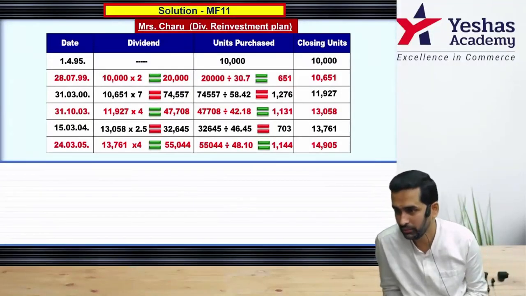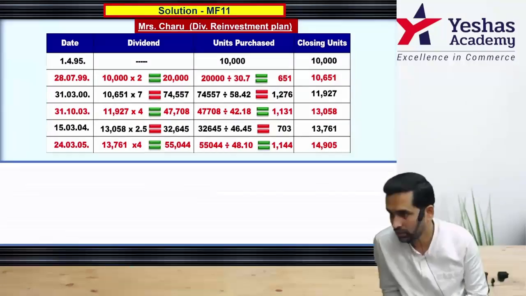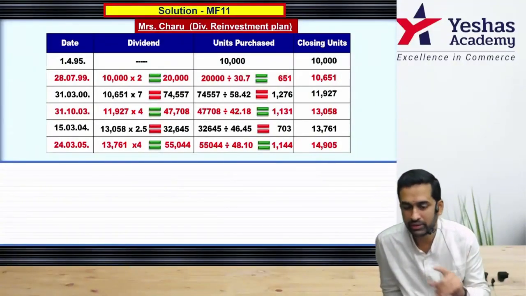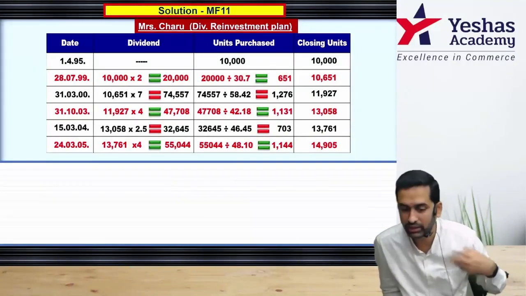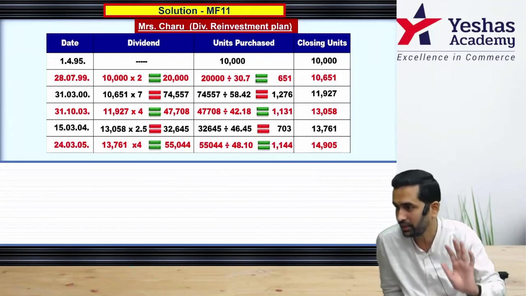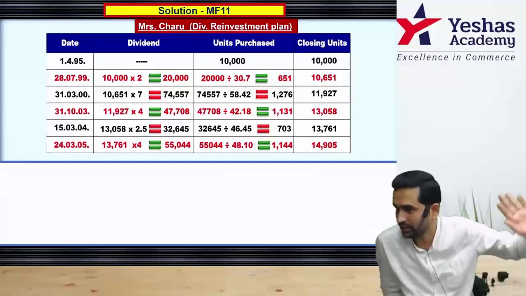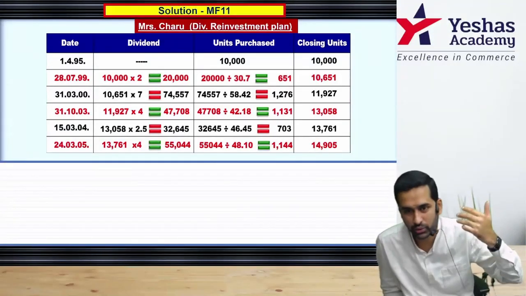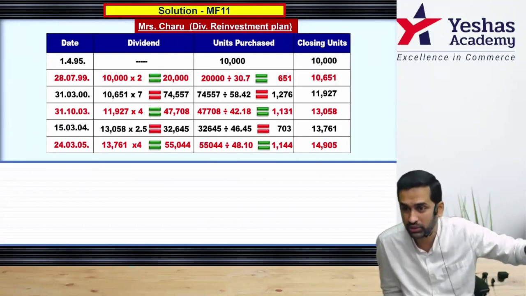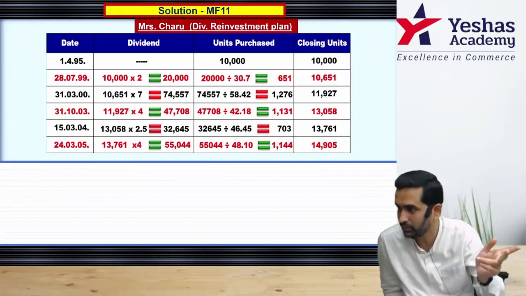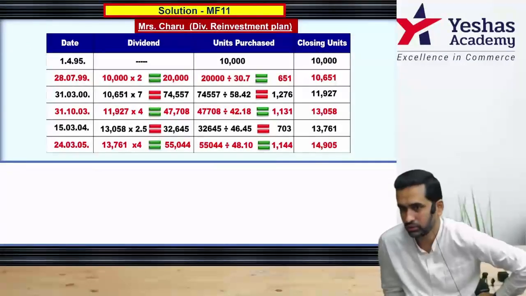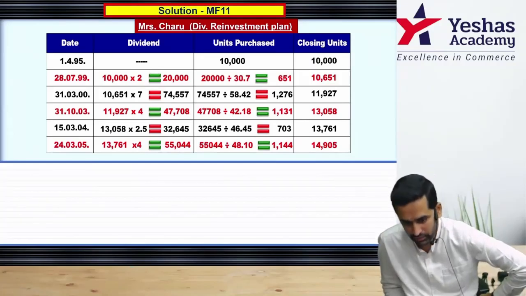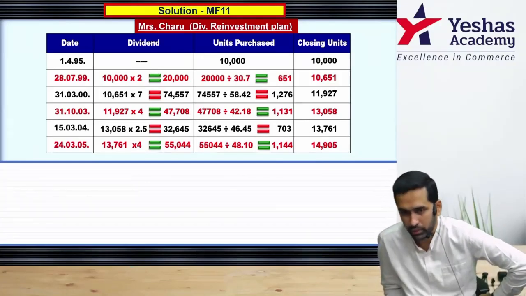Now this is a time consuming working note. That's why I told you a long term investor will go for a growth plan. He will not even log in and check what's happening with my mutual fund. I invested 1 lakh, NAV is just growing. 1 lakh, that is 10,000 units, won't change. But in reinvestment plan and in bonus plan, number of units also will keep changing. This working note you have to do properly.